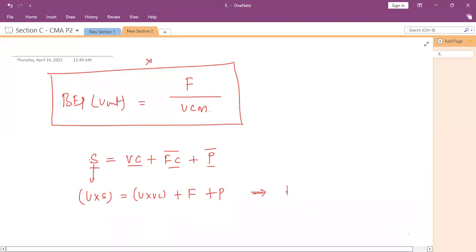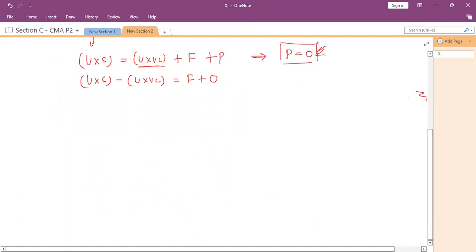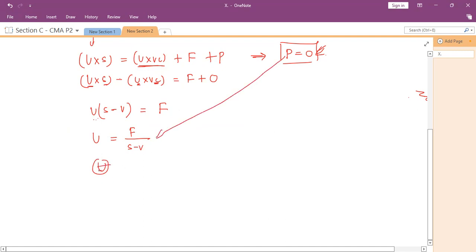What am I assuming? At the break-even point, profit is 0. There is no profit, no loss. So I am substituting units into selling price. I am bringing this to the left side. Units into variable cost is equal to fixed cost plus profit, which is 0 according to this assumption. Break-even point is a point at which there is no profit, no loss. Units is common, so the remaining is selling price minus variable cost per unit, equal to fixed cost. Therefore, units is equal to fixed cost by selling price minus variable cost. This is the break-even point in units, equal to fixed cost by unit contribution margin.